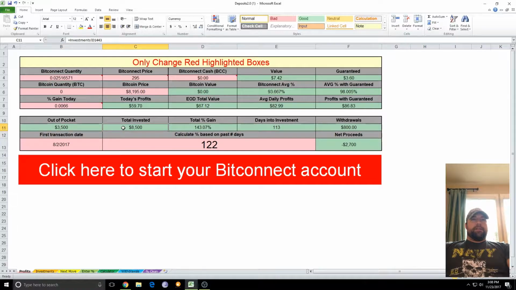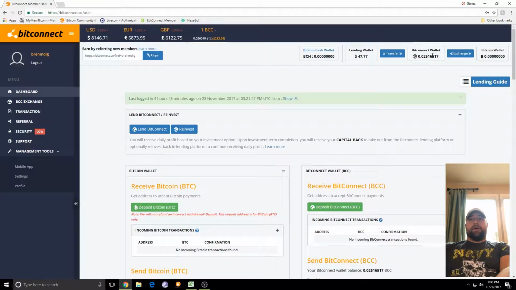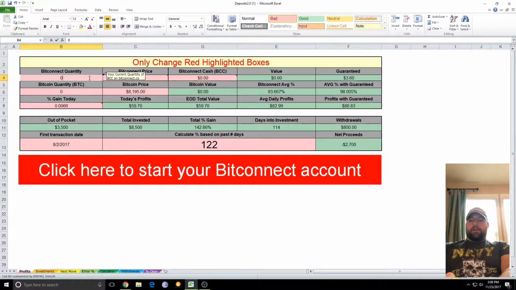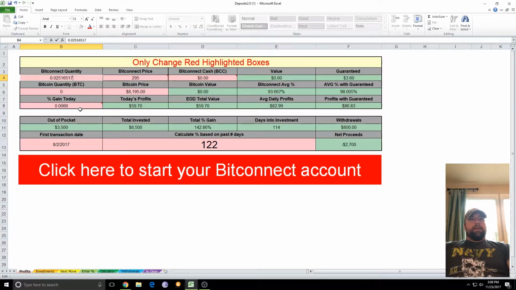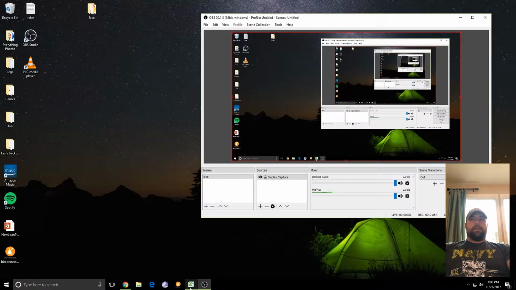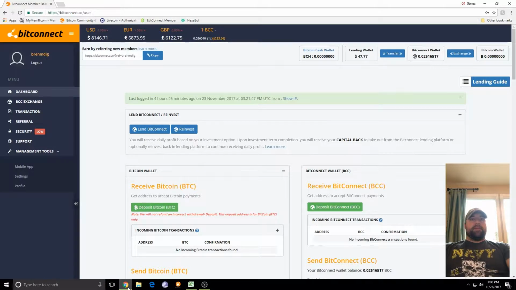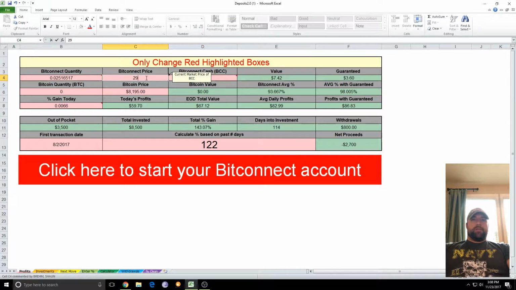To enter the information on this sheet, we're going to start it out with all zeros here for Bitconnect cash, Bitconnect quantity, and Bitconnect. You can also get those on the top of your page right here. I do have 2516517 in my Bitconnect quantity, and that will automatically calculate to the amount you have in Bitconnect. If we look at the Bitconnect price up here at the top, it's $2.93 is what it's trading at, so we can change that, update the value here.